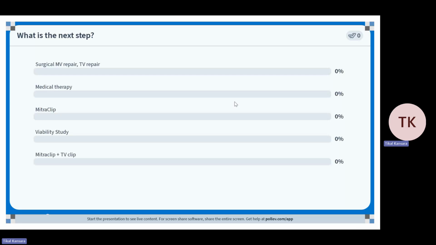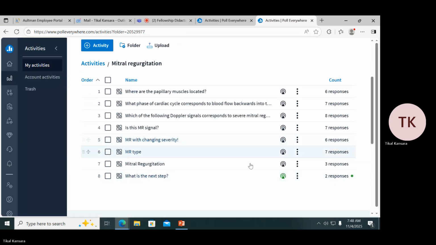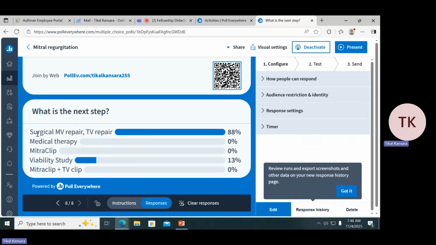Okay. This is the last question, so quickly answer this question if you can. So what's the next step for this patient? Do you go for biatrial surgical? He was a 60 or 62-year-old guy. What's the next step? Do you go for viability testing for that EF? Do you go for mitral clip? Do you go for mitral clip and tricuspid triclip? Come on, guys. So most of you are saying surgical, and some of you are saying viability testing, and some of you are saying medical therapy.